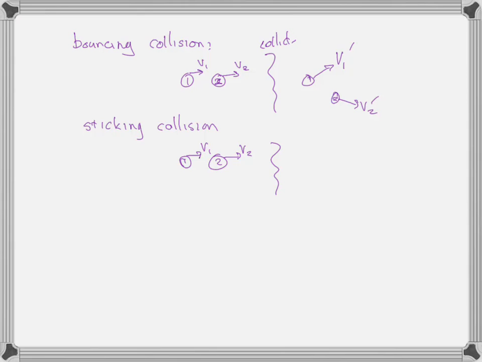Versus a sticking collision, where the two objects collide, and after the collision, they are stuck together and they go off with the same velocity, so we can take away the subscript: v prime, v final. So that's a sticking collision. In a sticking collision, the two objects have the same final velocity. In other words, v final 1 equals v final 2.